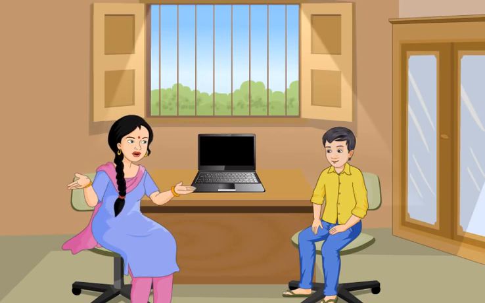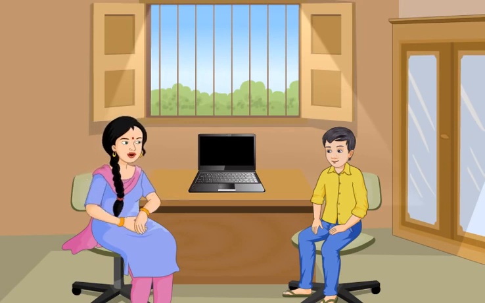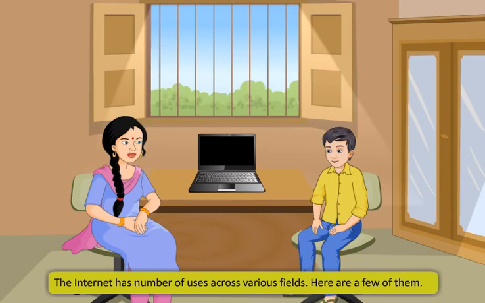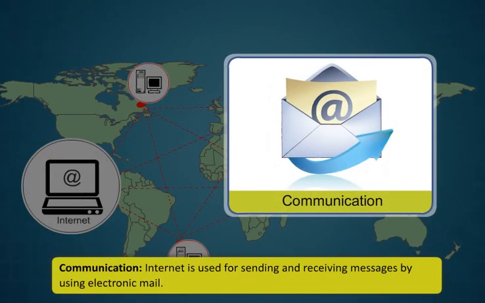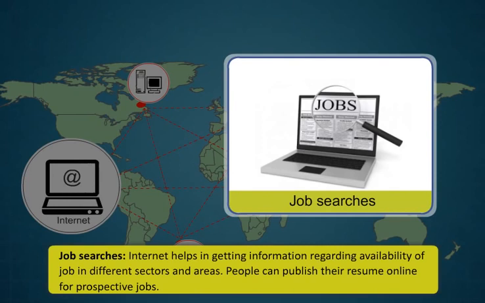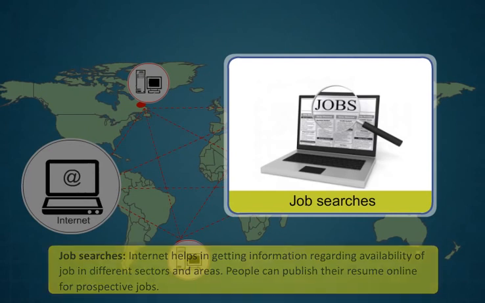Let us learn about some of the applications of the internet. The internet has a number of uses across various fields. A few of them are: in matters of communication, the internet is used for sending and receiving messages by using electronic mail. The internet helps in getting information regarding availability of jobs in different sectors and areas. People can publish their resume online for prospective jobs.